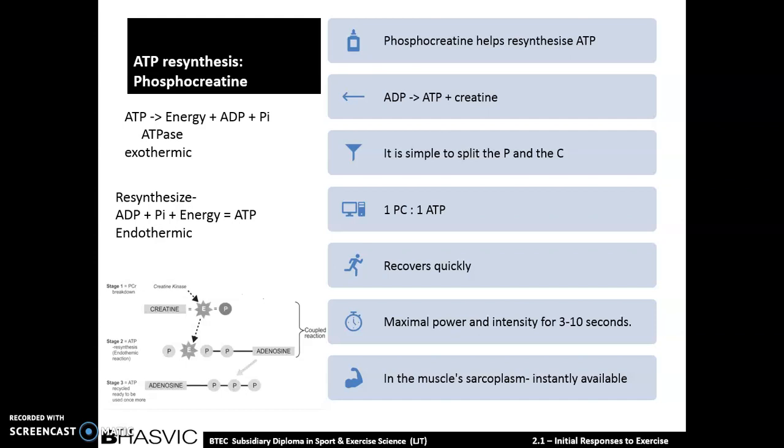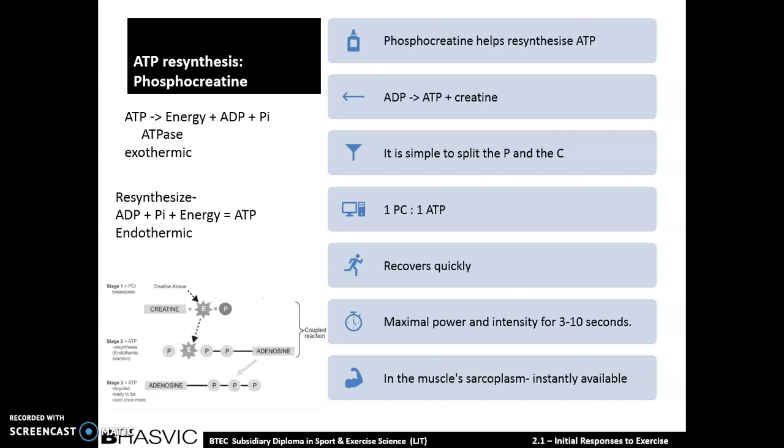ATP resynthesis, phosphocreatine. Phosphocreatine helps resynthesize ATP. ADP, which is ATP without one of the phosphates, makes ATP plus creatine. It is simple to split the P and the C during this. However, one negative is that the ratio of PC to ATP is 1:1, so it is not the most efficient. It also recovers quickly.